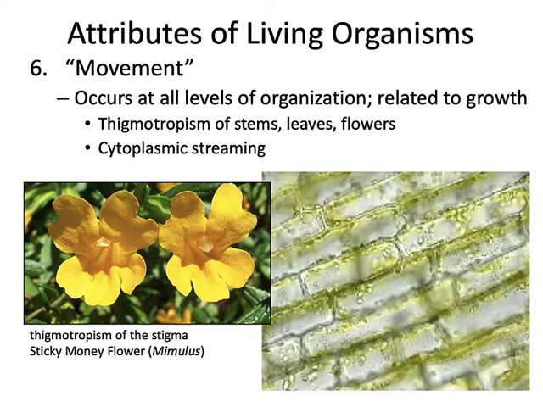Plants can move. One example is thigmotropism. Thigmotropism is movement in response to touch. Here we can see a floral stigma. The stigma is closed here and it's opened here. When the pollinator presses its head against the stigma, it rapidly closes to hopefully capture that pollen and not let it get away.